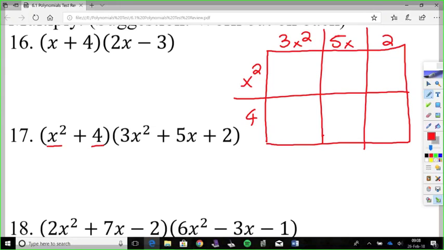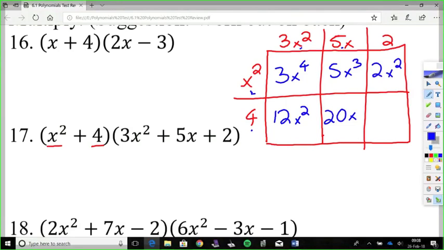So now I'm just going to fill in my boxes by multiplying each corresponding term. So the first box, I'm putting 3x squared times x squared, which would be 3x to the 4th. And the box below it, I'll be doing 4 times 3x squared, which would be 12x squared. Then we'll do x squared times 5x, and that'll be 5x to the 3rd. Then 4 times 5x would be 20x. Then we'll do x squared times 2 to get 2x squared, and then 4 times 2 to get 8. So that's your multiplying. Everything's multiplied.